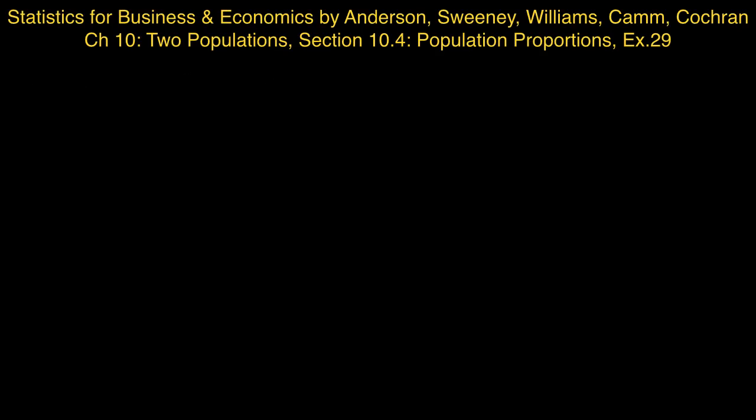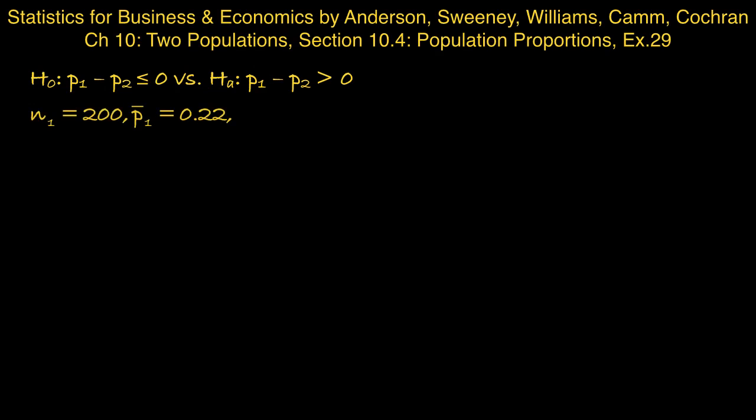Consider the hypothesis test. Null hypothesis, P1 minus P2 less than or equal to 0, versus alternative hypothesis, P1 minus P2 greater than 0. The following results are for independent samples taken from the two populations. In the first sample, the sample size n1 is 200, and the sample proportion P1 bar is 0.22. In the second sample, the sample size n2 is 300, and the sample proportion P2 bar is 0.16.